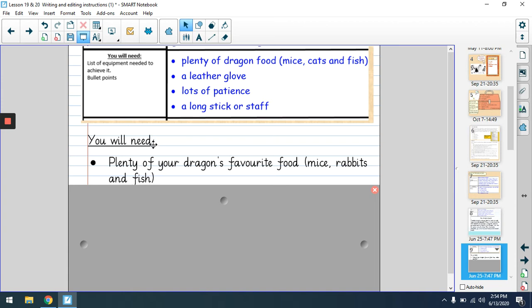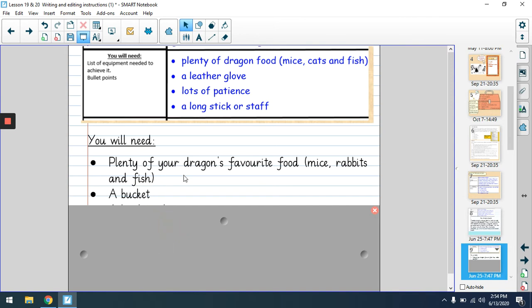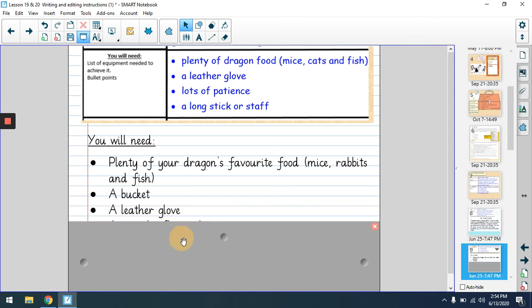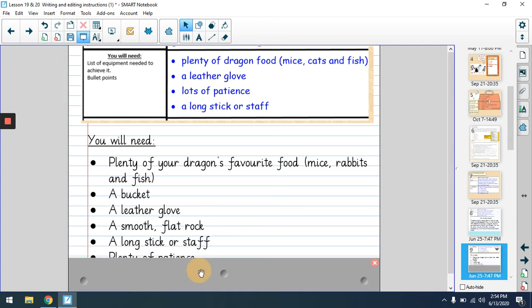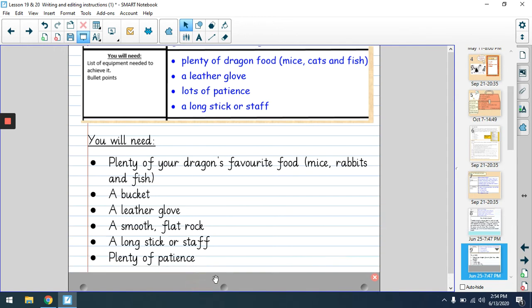"You will need", colon, and then my first bullet point. And I've just added in a little bit of extra information here. Plenty of your dragon's, don't forget your possessive apostrophe, favourite food, and then in brackets, mice, rabbits and fish. A bucket I'd forgotten to put in my plan before, a leather glove, a smooth flat rock I'd also forgotten to put in before, a long stick or staff, plenty of patience.